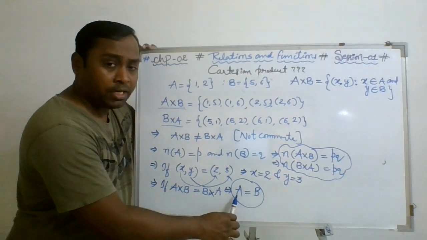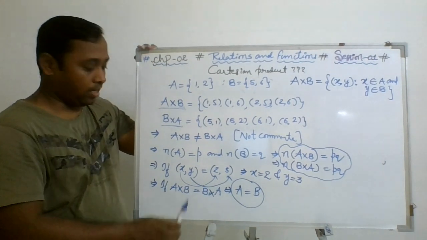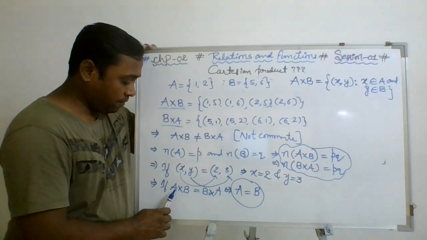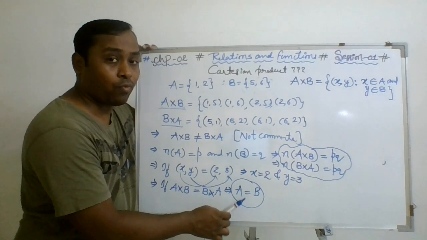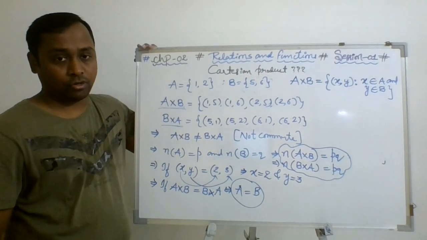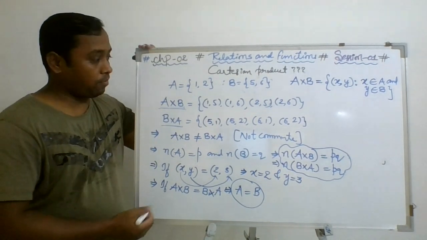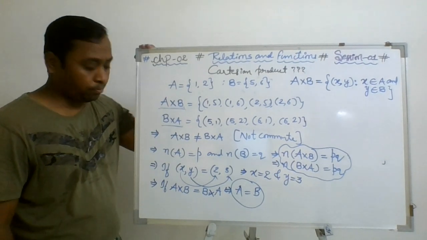Here the same concept, that is equality of two sets, can also be defined in terms of Cartesian product. What is that? If A cross B is equal to B cross A, the sets are equal, and vice versa. If sets are equal, then A cross B is equal to B cross A. So here we have listed a few points from the given example or from the definition of Cartesian product.